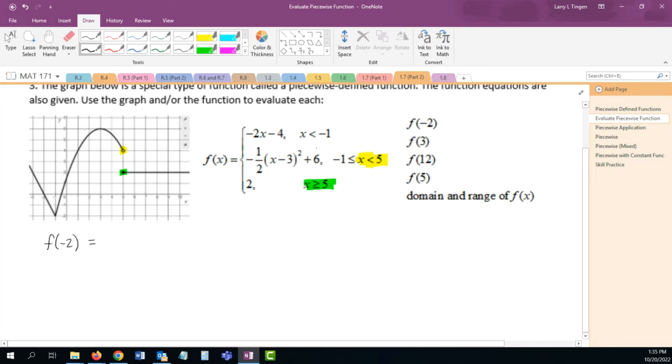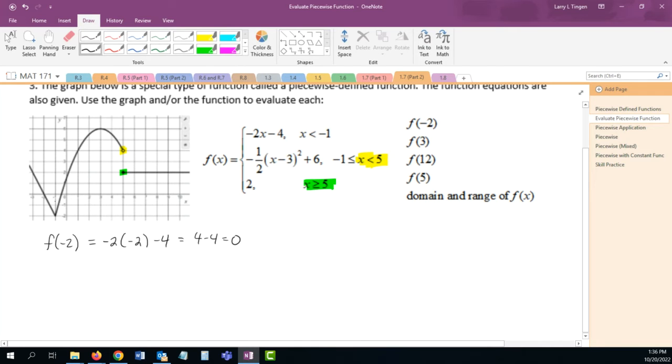-2 is here in the first one, right? So x is less than -1. That means I pay attention to the top row. And the top row says, pay attention to the linear equation here, -2x minus 4. And then for x, plug in -2. 4 minus 4 is 0. Now let's go look at the graph.